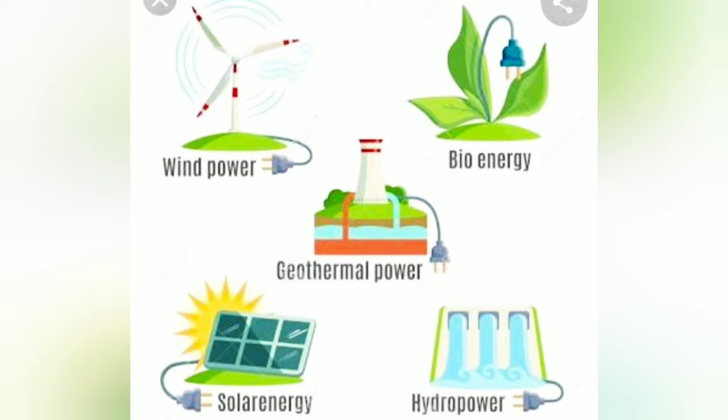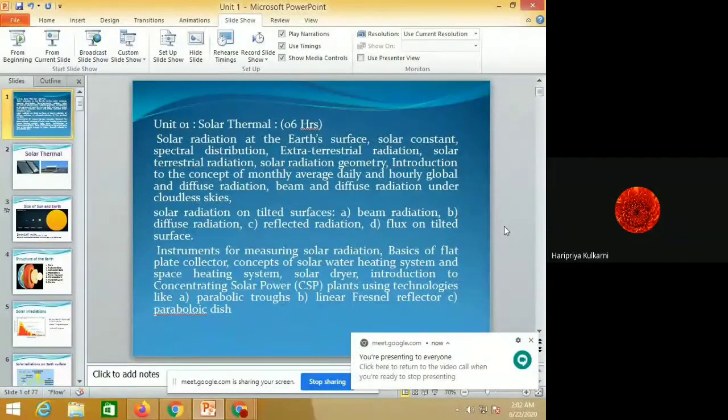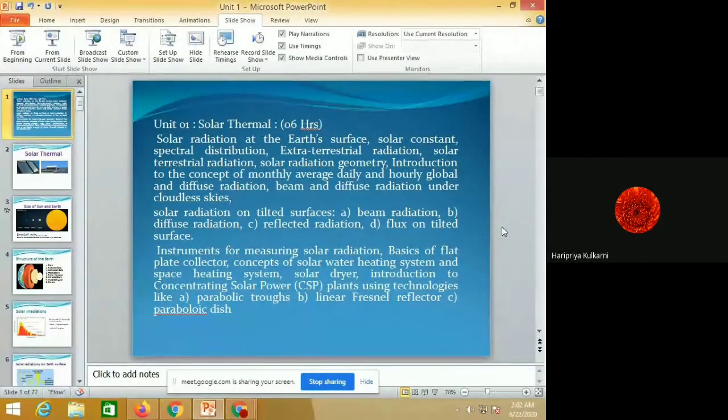Let us start. One is solar thermal. Basically, solar thermal means we are converting solar energy for heating up water, and that heated water we are utilizing for any application. Whereas the solar PV concept is photovoltaic, wherein we are converting solar energy directly into electrical energy and then utilizing it.